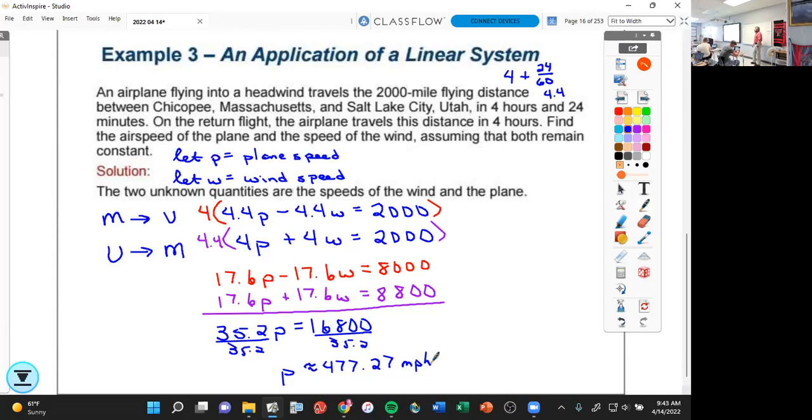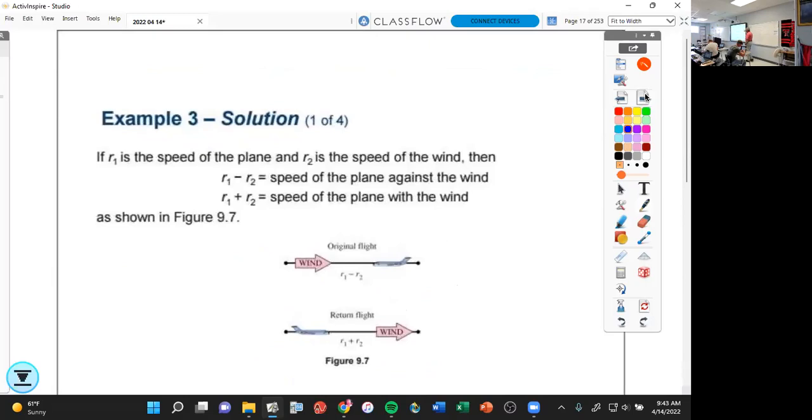Okay, questions? Okay, so let's go ahead and look through the book's example of how they solved it. I told you they used R1 and R2s and all this stuff. But anyway, I'm just going to skip through this. If you want to take a picture of it, you can. I'm moving on.